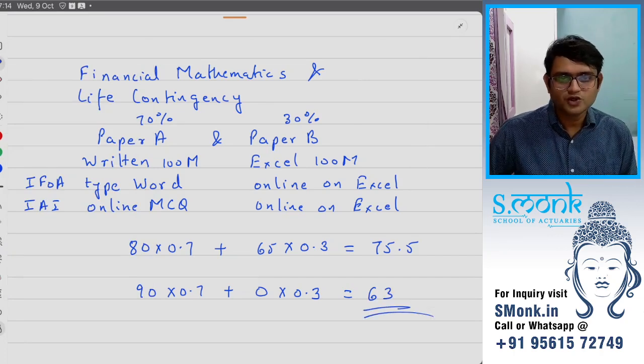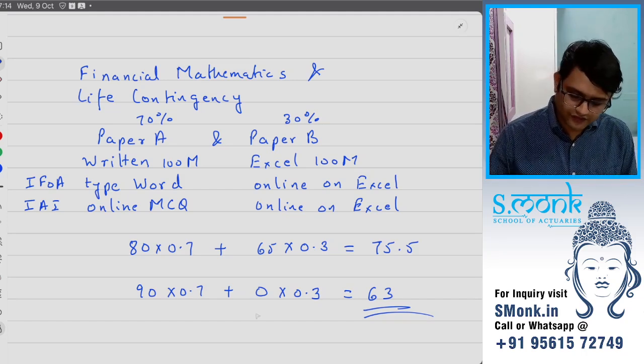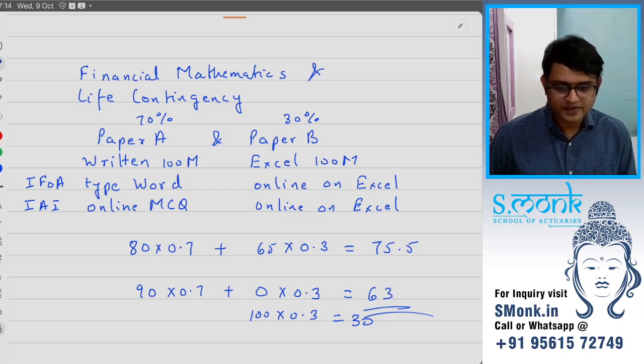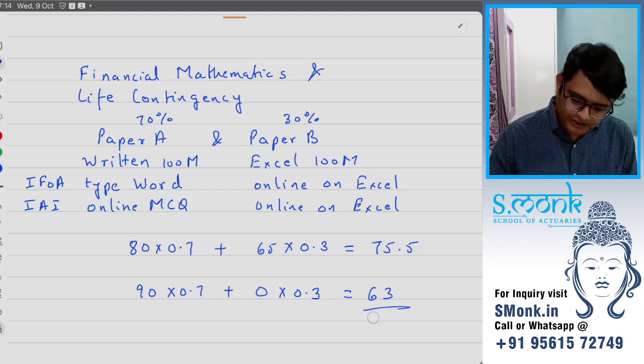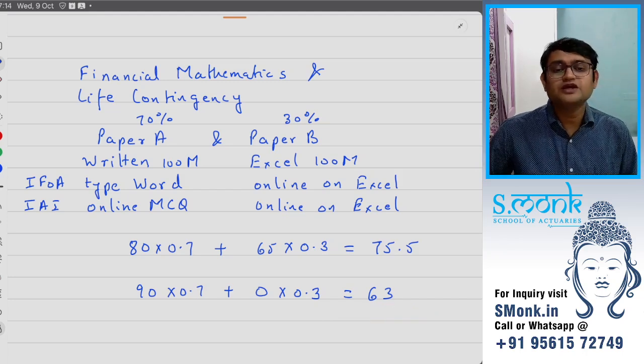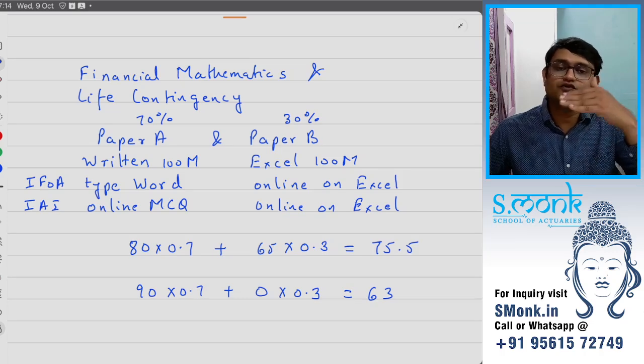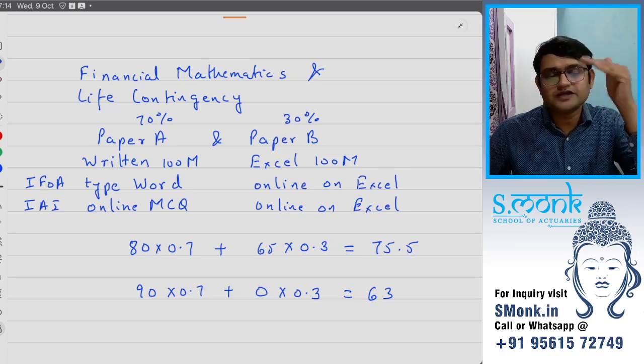Okay, sir. So you can definitely pass by getting 0 marks in paper B, but you cannot pass by getting 0 marks in paper A, because even if you get 100 marks in paper B, it will just become 30 marks in total. Correct. So paper A is definitely important, but paper B pushes you above the passing mark.